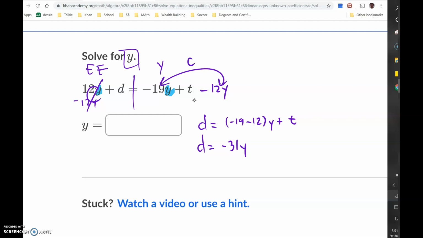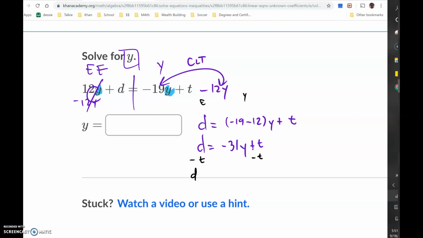Let's go ahead and put it right here. Combined like terms plus t. Now we can start getting rid of the everything else stuff on the y side. So remember, this is our y side, this is our everything else side. Start by getting rid of this t that's being added. So we can subtract, that's the inverse here, subtract the t.